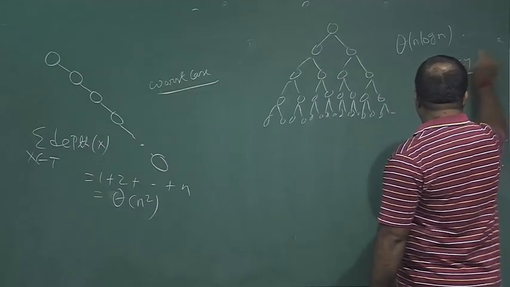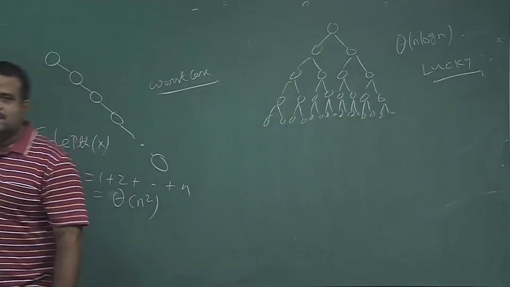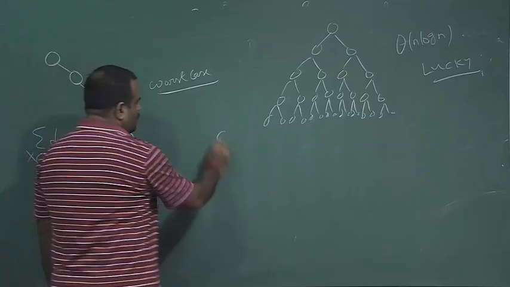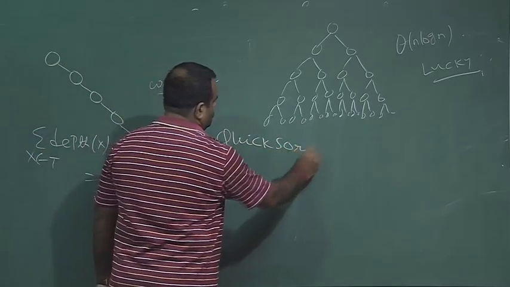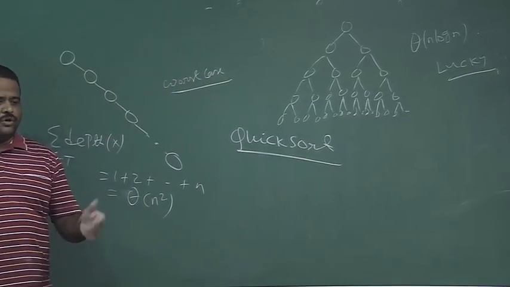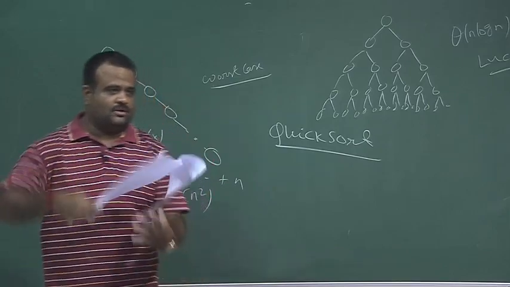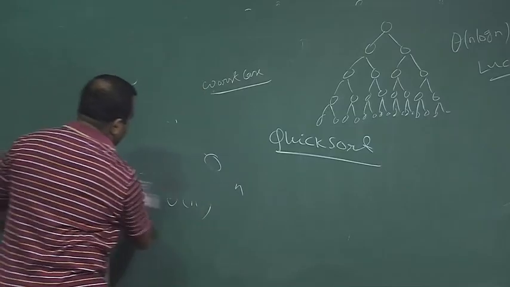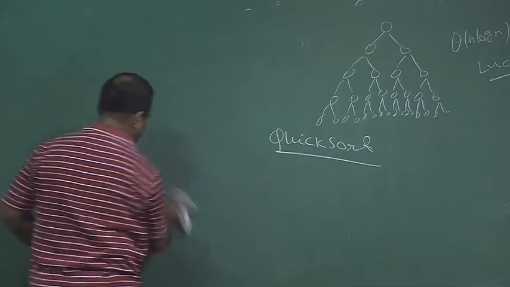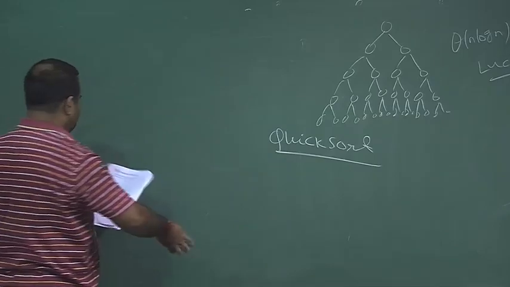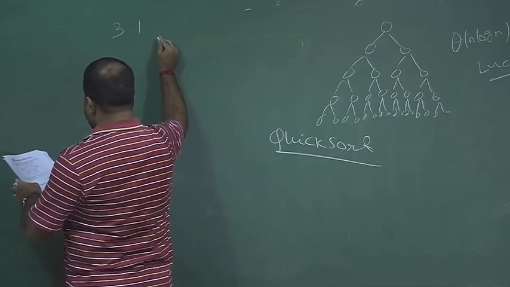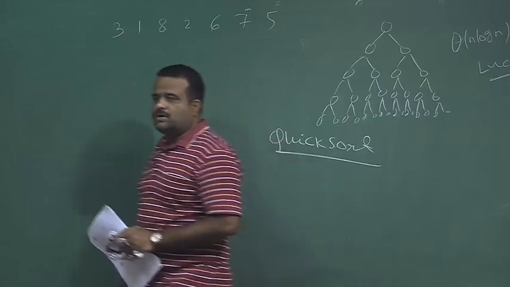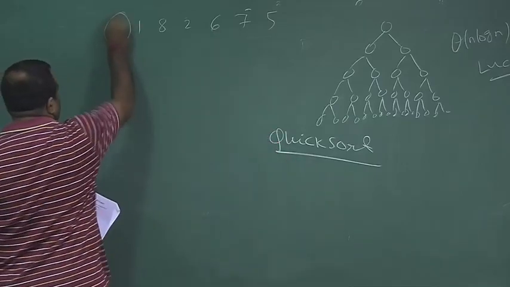So, can you remember some sorting algorithm we know which will give us this runtime? Worst case is n square. Yeah, that is the Quicksort. So, we want to see how this Quicksort is related with the BST sort. So, for that let us just take one example. Suppose we have 3, 1, 8, 2. Suppose we want to sort this using Quicksort and we choose this as a pivot element.